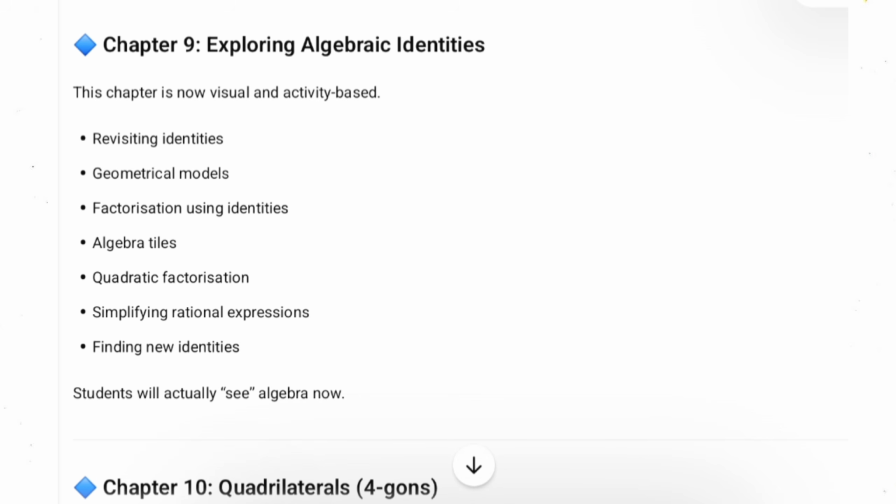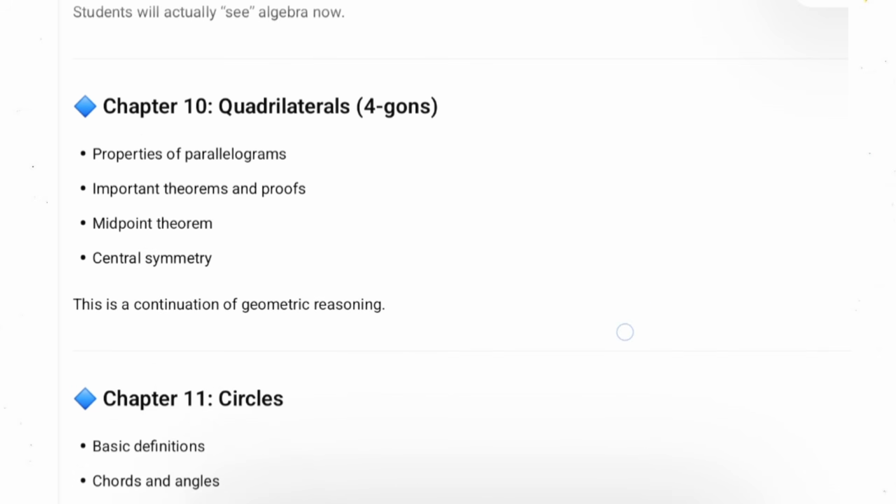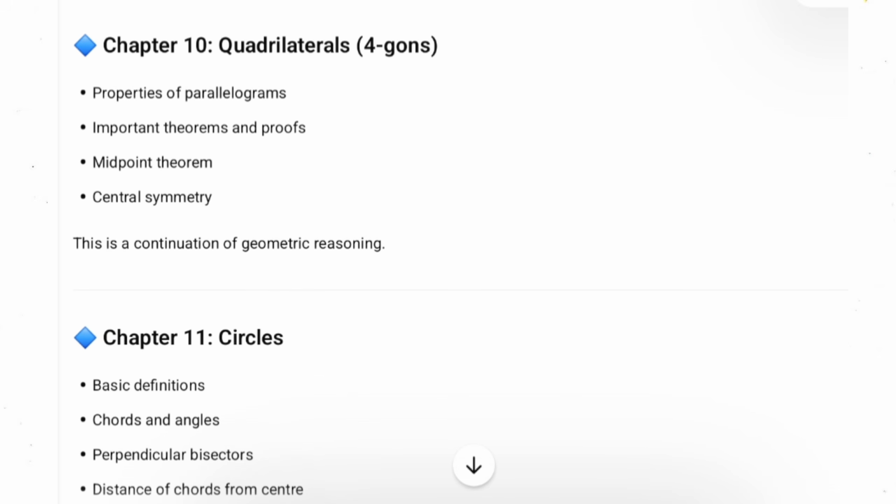Next one is exploring algebraic identities. Here you are going to revisit identities, geometric models, factorization using identities, algebra tiles, quadratic factorization, simplifying rational expressions, finding new identities. Next, chapter 10, quadrilaterals. Here you are going to learn properties of parallelogram, important theorems and proofs, midpoint theorem, central symmetry. This is a continuation of geometric reasoning.